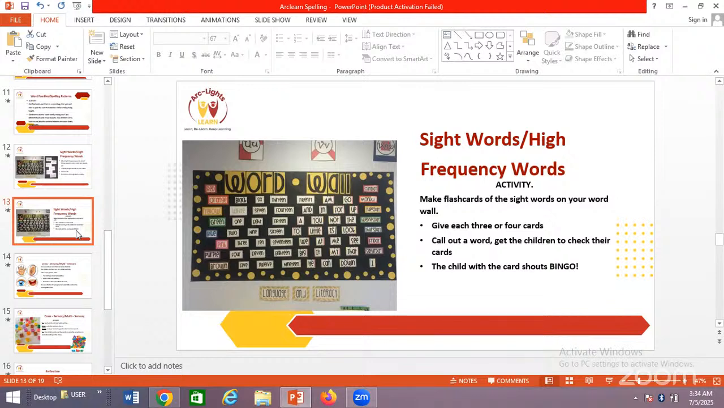Then you can give children flashcards. Of course, you give them flashcards that are on your word wall. You won't give them something that is not here. So when you give it to them, they look at it. You call out a word, and the children check their card. The child with the correct spelling or the sight word shouts bingo. That's one of the activities you can do. Another one too that is not here is again the secret bag. The child picks a card and goes to identify it on your word wall.